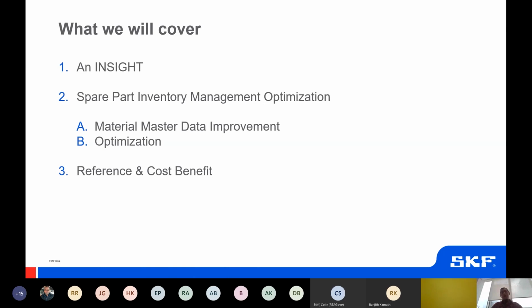Okay. One is the material master data improvement, and the other one is quick optimization. In between topics A and B, I will also give a project reference and some direct savings that we had from a previous project.